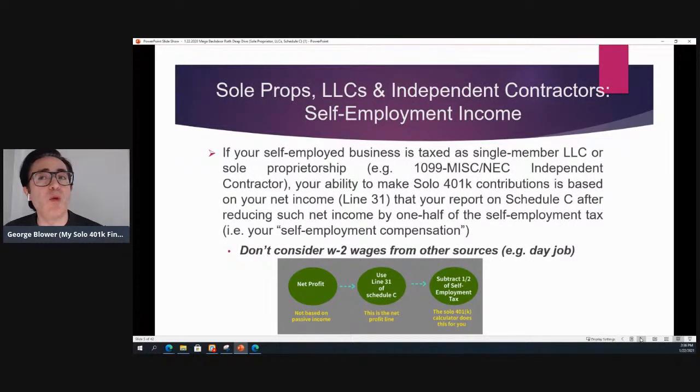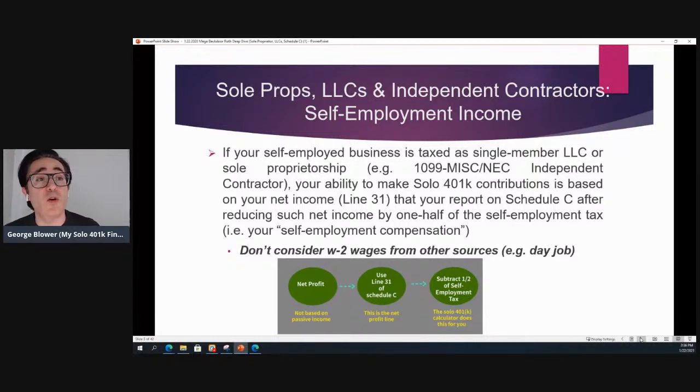So in terms of, remember, one of the factors is your self-employment income. That's where how your business is taxed impacts what that means. In this presentation, we're focused on sole proprietors, single member LLCs, people who operate their self-employed business as an independent contractor. In that situation, your ability to contribute is based on your net income, which is reported on line 31 of Schedule C, after you reduce that amount by 1/2 of the self-employment tax.